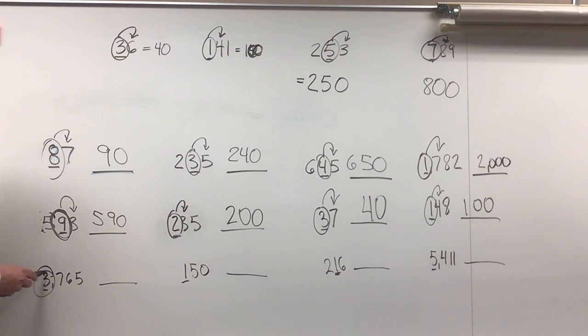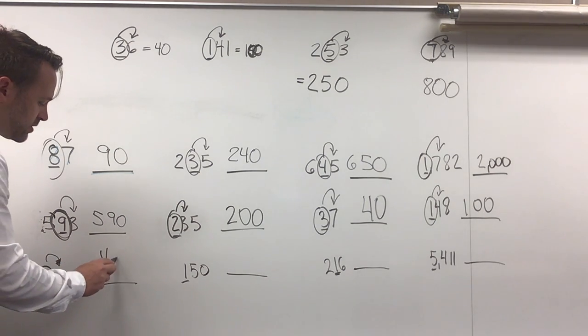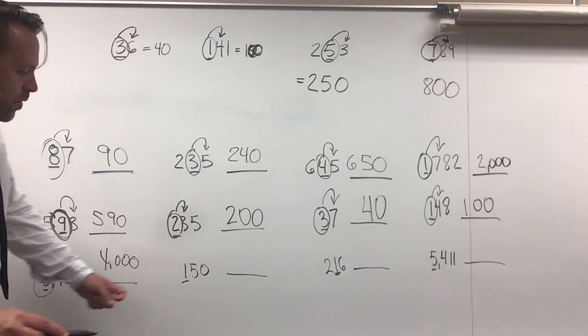3,765. I'm gonna circle the thousands, but I really have to look at the hundreds. I gotta see, do I have enough hundreds to round up or round down? I have 7, I have plenty of hundreds. So I'm gonna round up to 4,000.